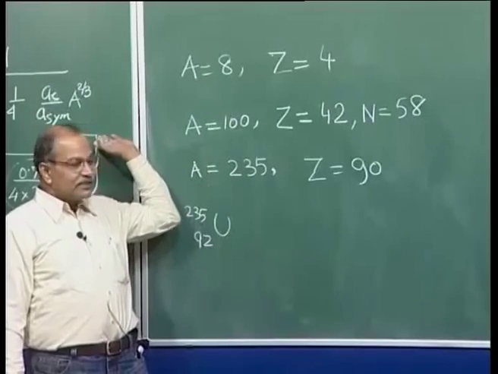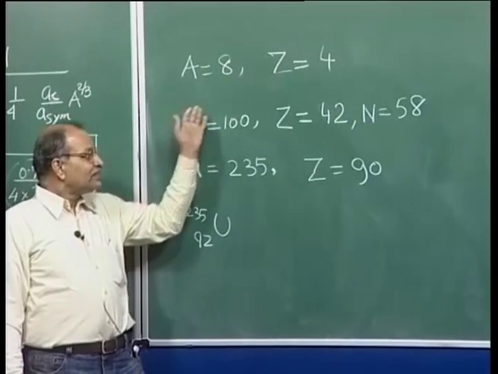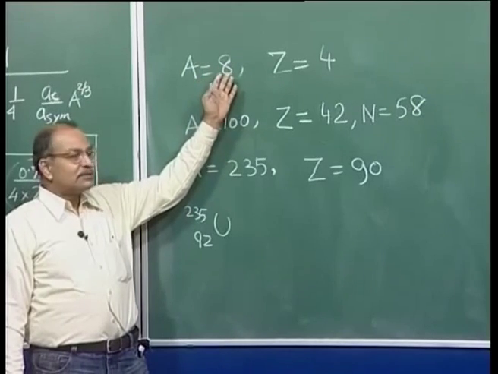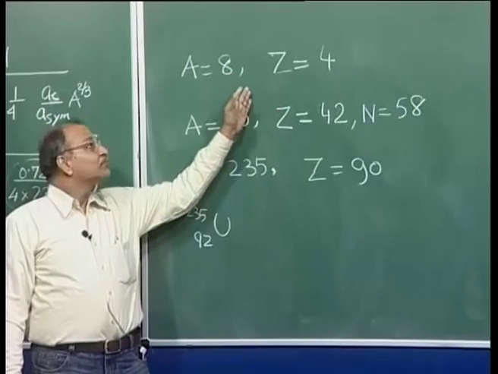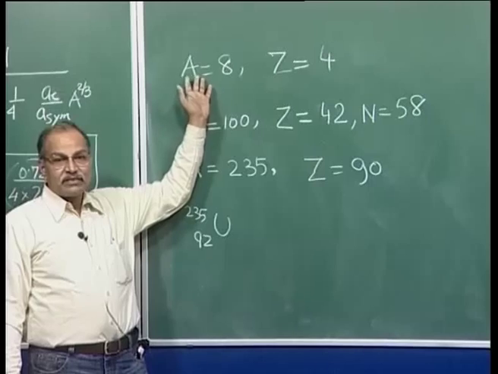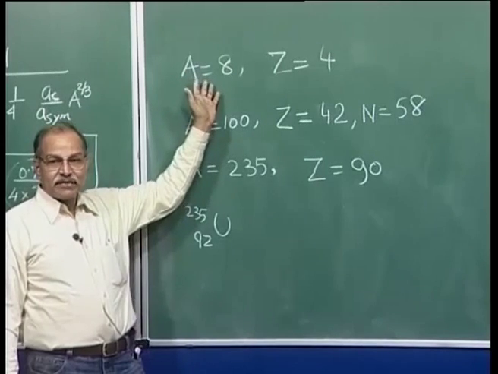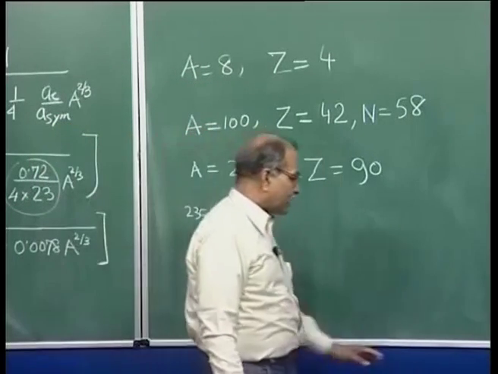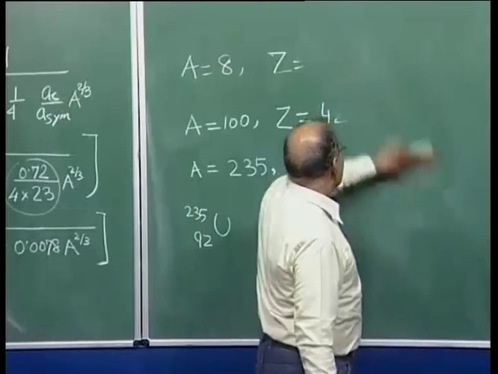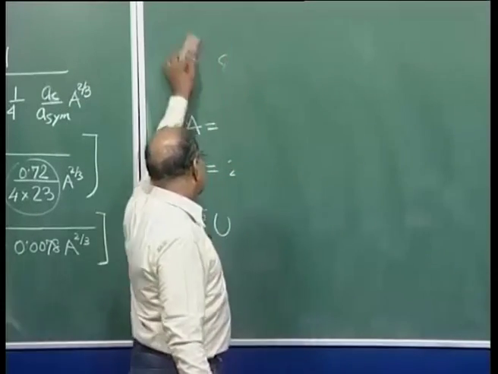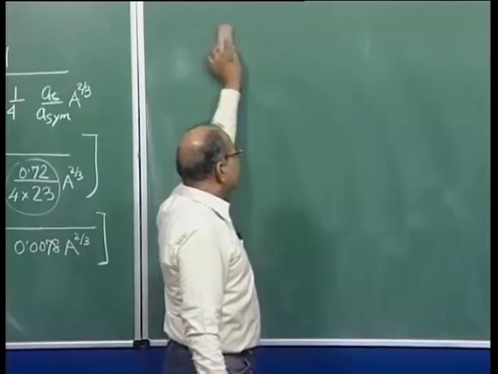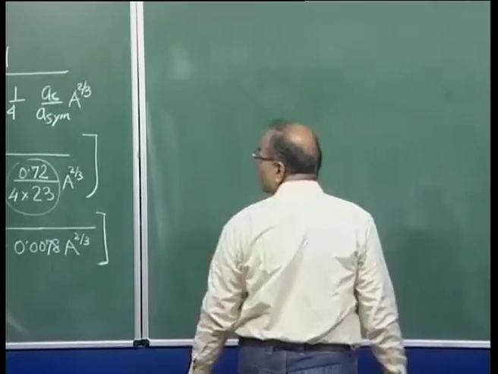So, this semi empirical mass formula is able to tell you what Z and N should be if you have a particular nucleon number. Okay. So, this is one good application of this. Now, look at this mass expression little more closely.